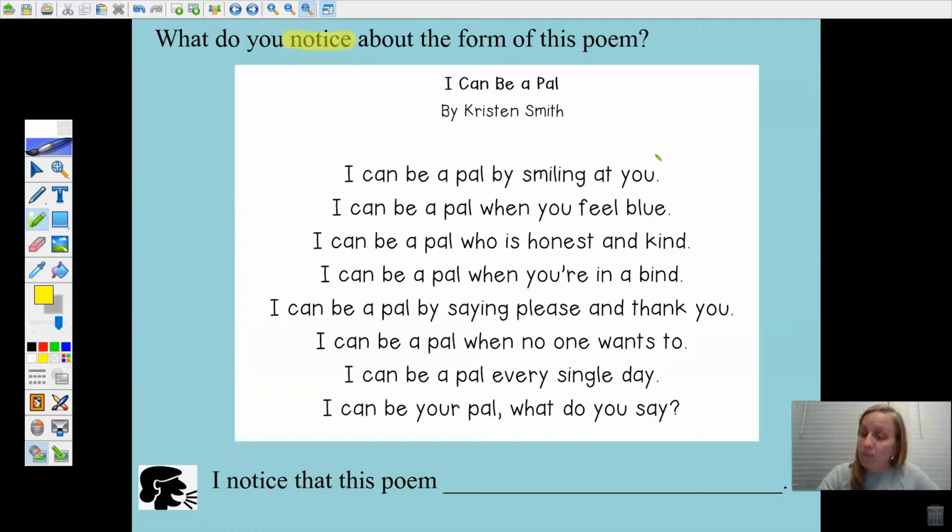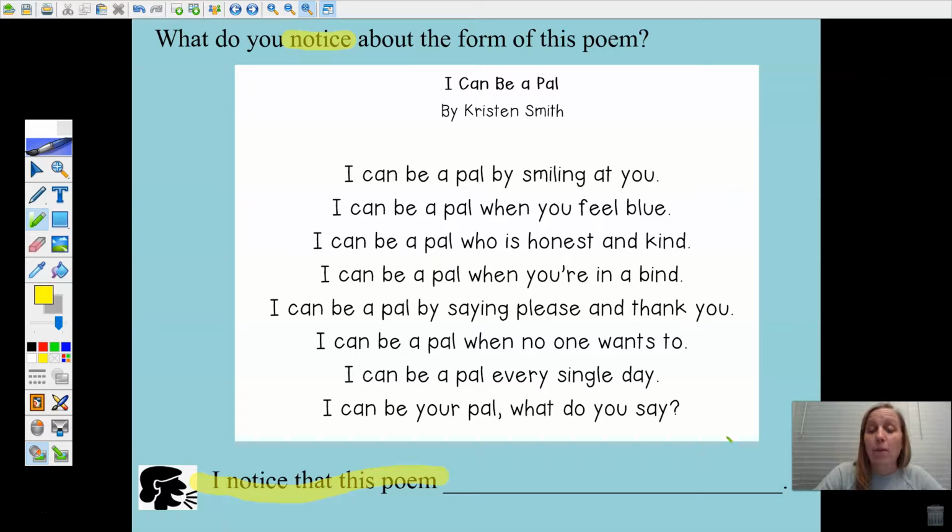Stop. You may read the poem again if you need to. I'm going to read it to you one more time, and on the next slide, you're going to either take a picture of your whiteboard with this sentence, I noticed that this poem, or you're going to be able to type what you noticed about this poem. I Can Be a Pal by Kristen Smith.